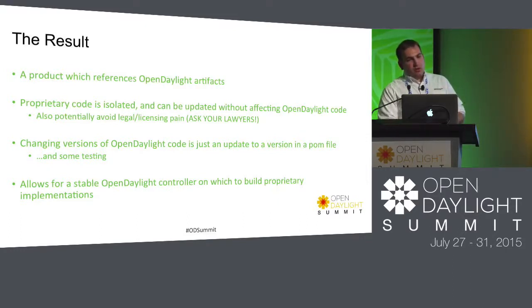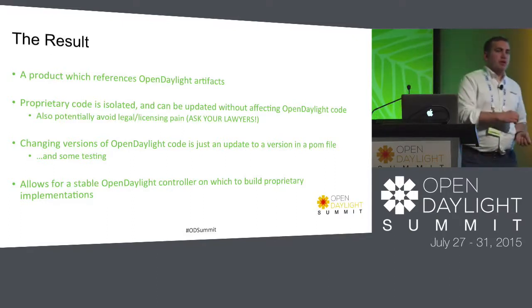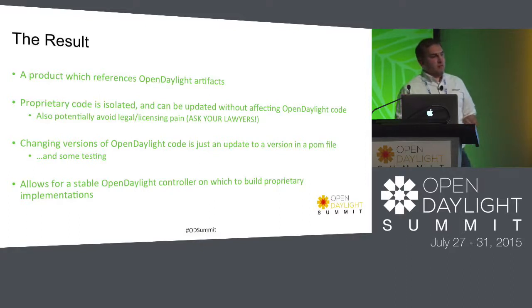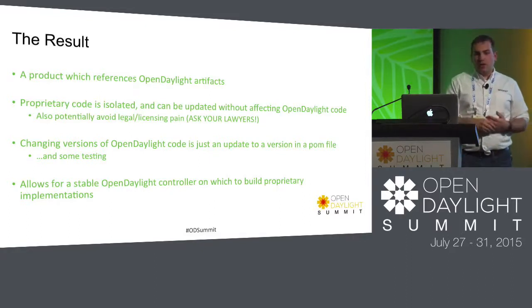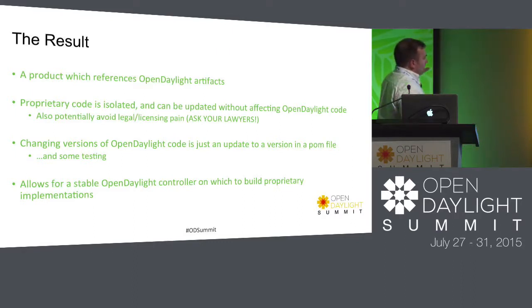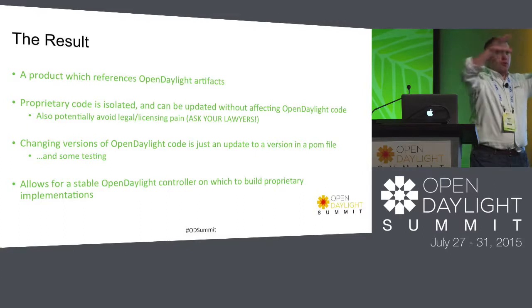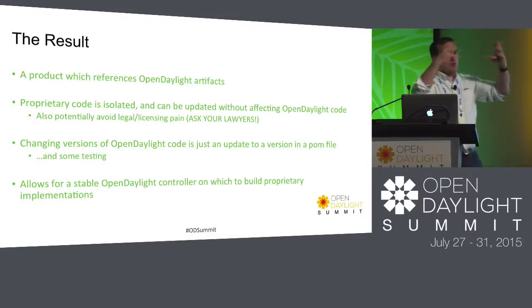And when you change versions of OpenDaylight code, if you leverage Maven correctly, you're just tweaking a POM file. You're just saying, I want this version of the jar, not this version. And if the APIs stay the same, all the change is just your pom.xml. And this allows you to have a stable platform on which you're building your new versions of your applications.